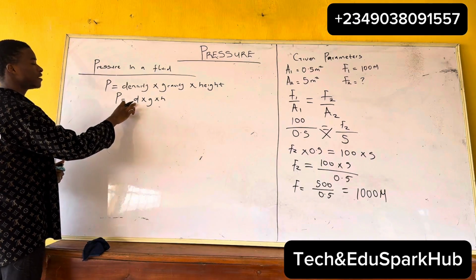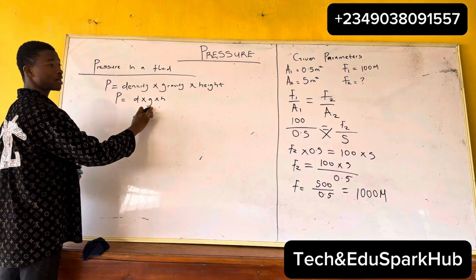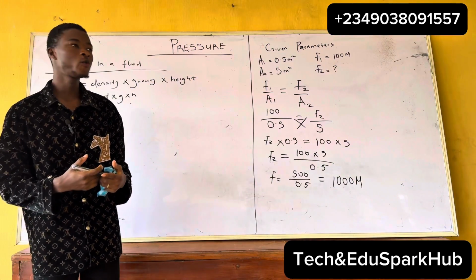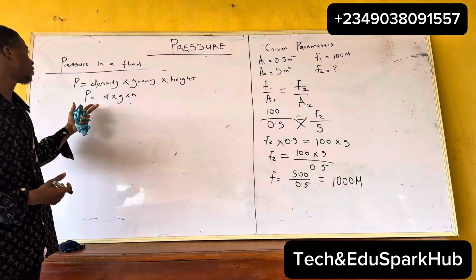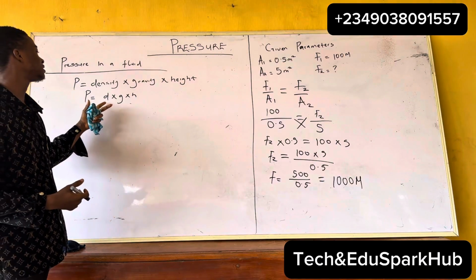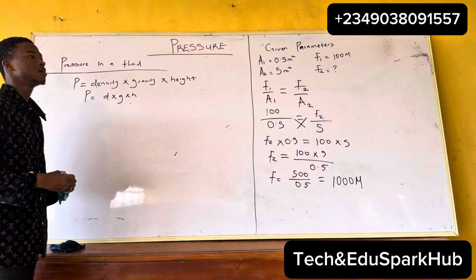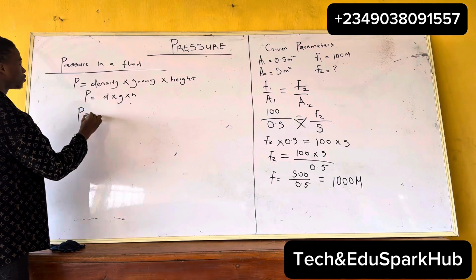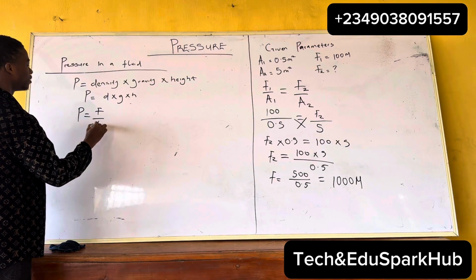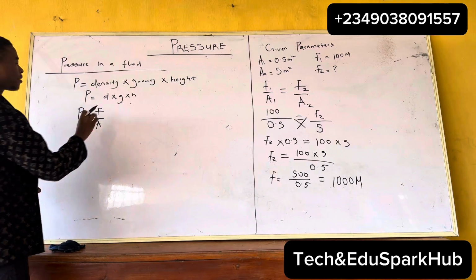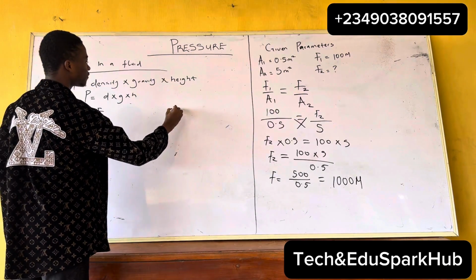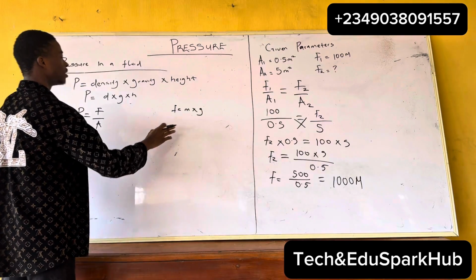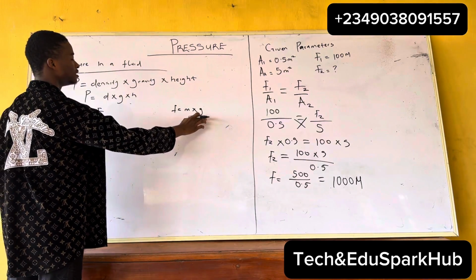So this D is standing for density, this G is standing for gravity, and the H is standing for the height. But some will be wondering, how do we derive this formula, which is P equals density times gravity times height? So remember, from the formula of pressure in a solid, we have P equals the force, which is F over area. And from our formula of force, we have F is equal to mass times acceleration or mass times gravity. So we'll be using mass times gravity in this case.